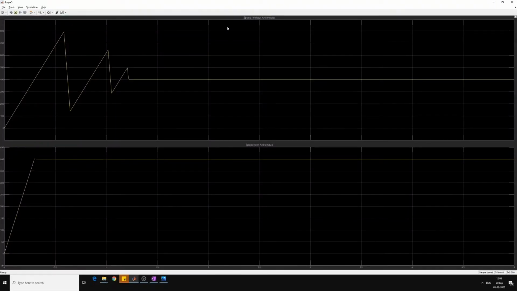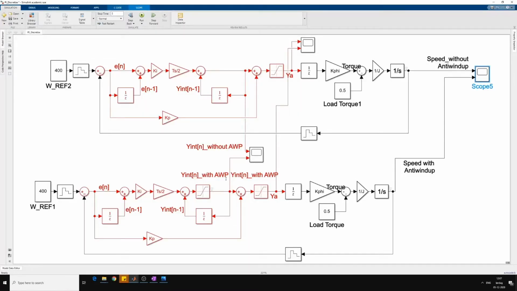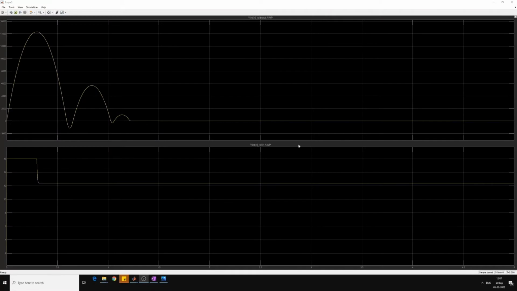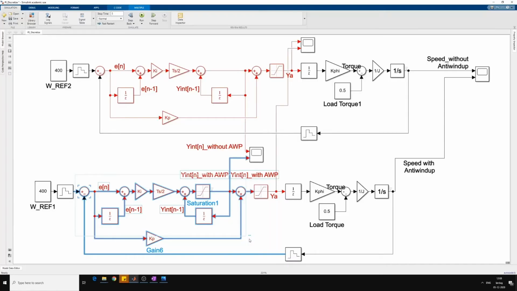So you can see the speed without anti-windup has huge overshoot. However, the speed with anti-windup gives a very good response. And let us see the output of the integrator with and without anti-windup. This is the output of the integrator without anti-windup, and this is the output of integrator with anti-windup. You can see the output here is limited to 16 ampere, and here the output of the integrator is not limited at all. So this is the way to simulate a PI controller with anti-windup.